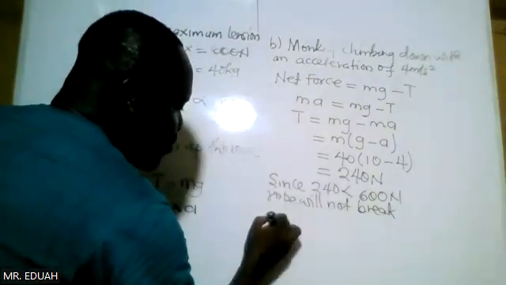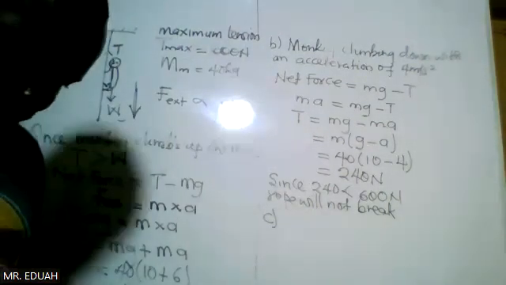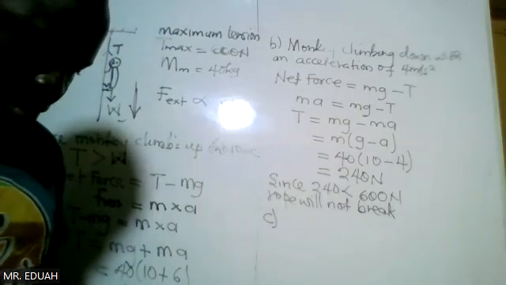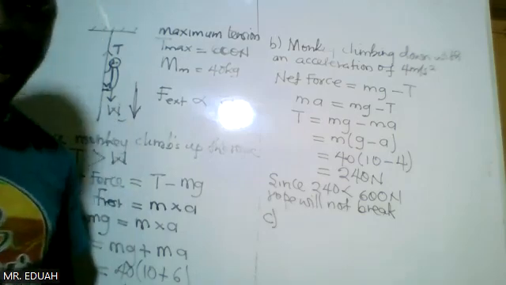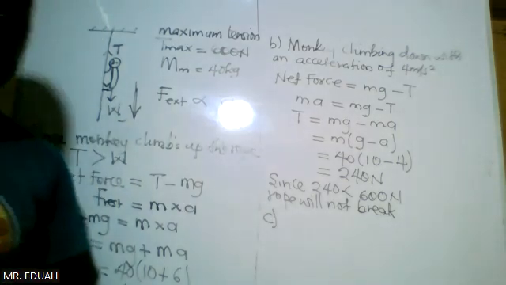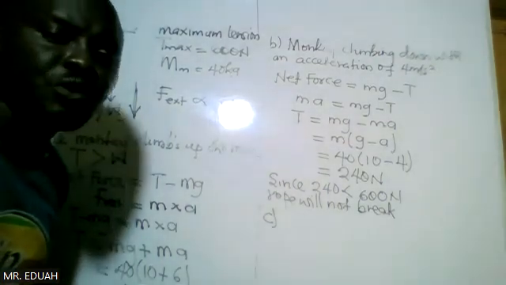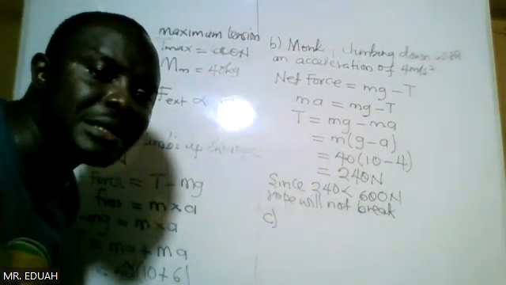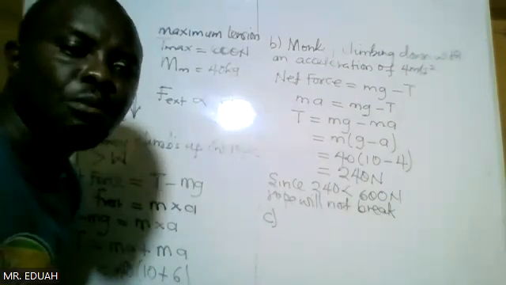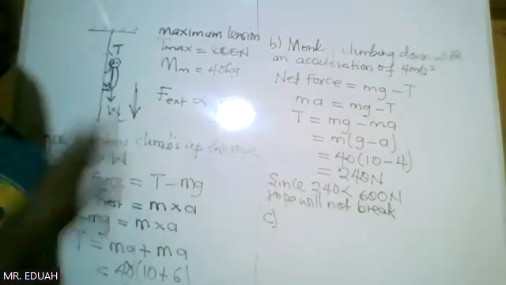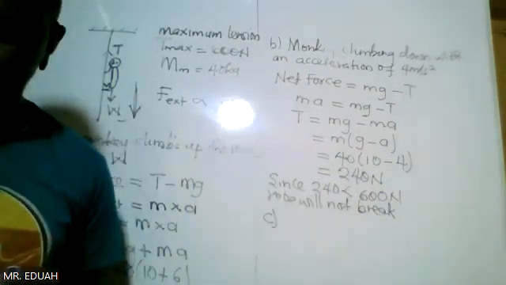Then the C question is that when the monkey climbs up with uniform speed of 5 meters per second. So here, the question to ask yourself is, when a body moves with uniform speed, what happens? When a body moves with a uniform speed, what happens? So please, there is no acceleration. There is no what? Acceleration.